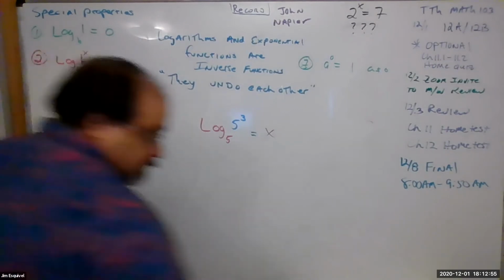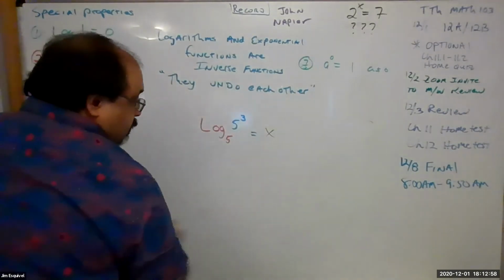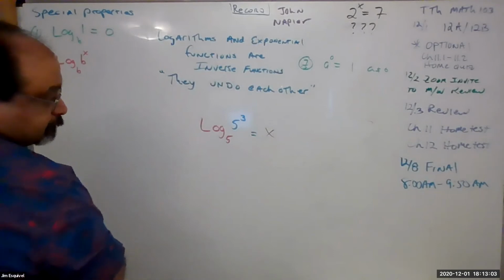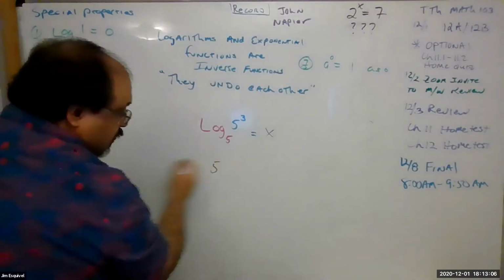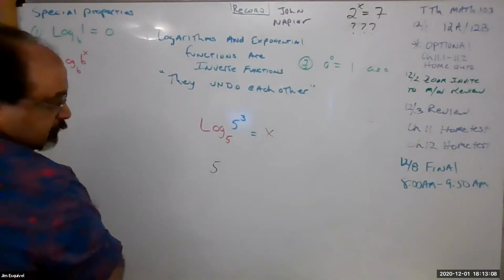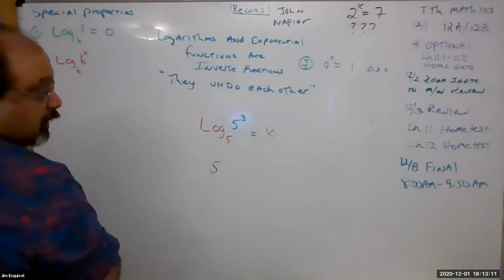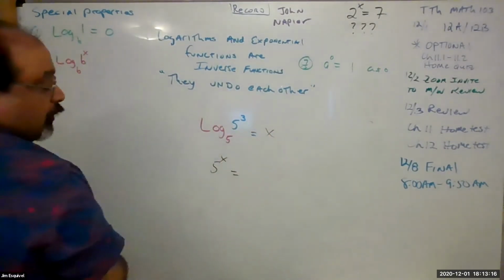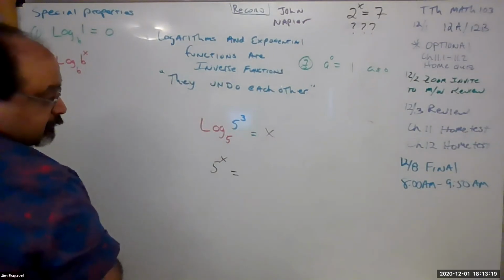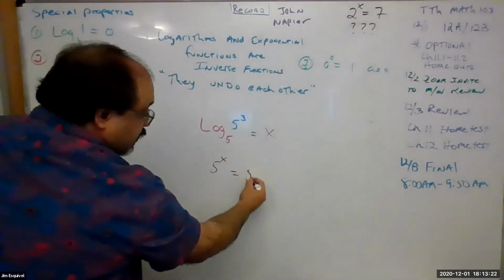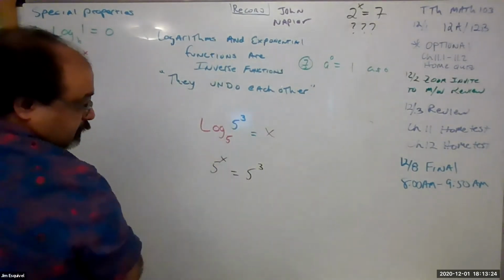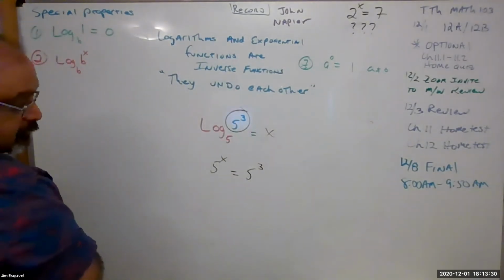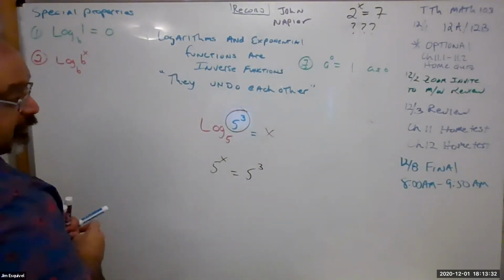If you convert this, base to the across, what's my base of the logarithm? The 5. What's the across? The x. 5 to the x equals the whole, what's the whole inside? 5 to the third. Base to the across equals what's inside. What does x end up equaling?